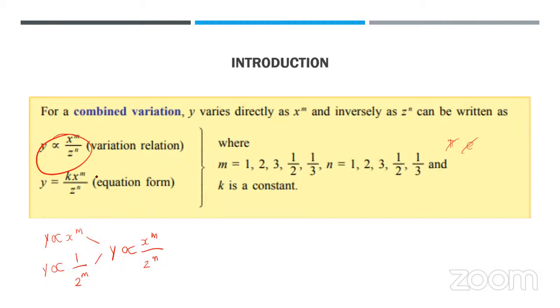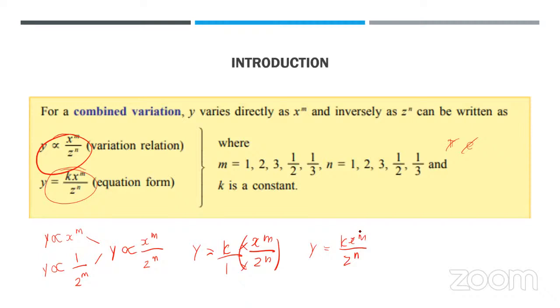As you can tell, in the equation form there's a k here, but how do you get that k? Simple, it's a constant. So it's just k multiplied by x to the power of m divided by z to the power of n. Applying the rules of multiplication of fractions, you get y is equal to k x to the power of m divided by z to the power of n. So let's move on.